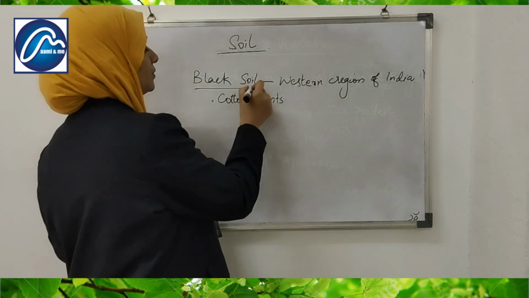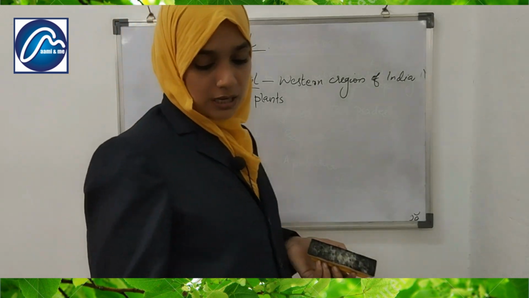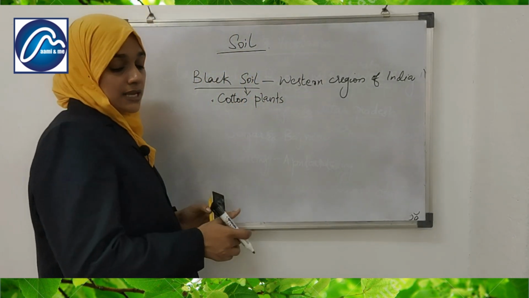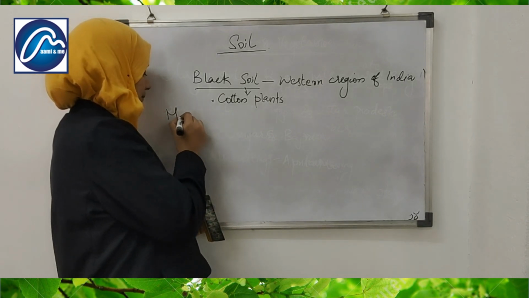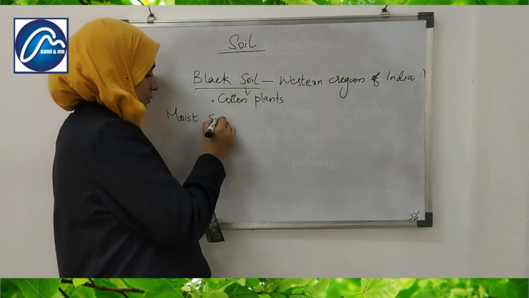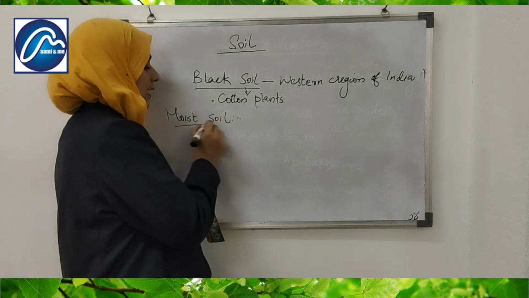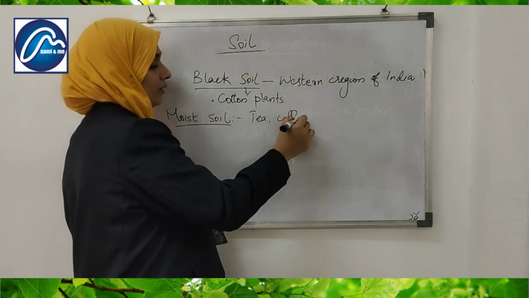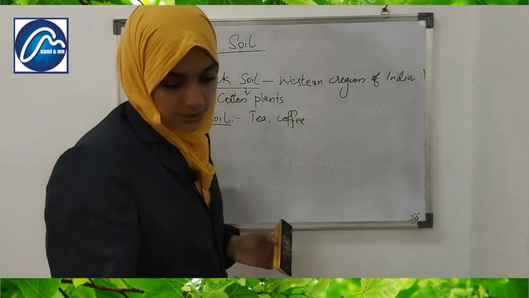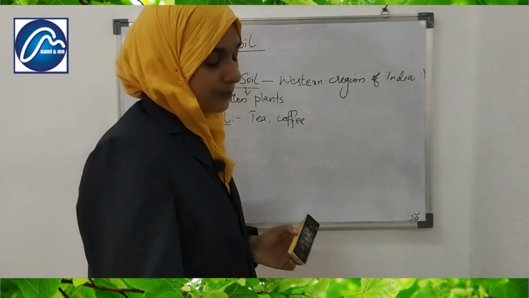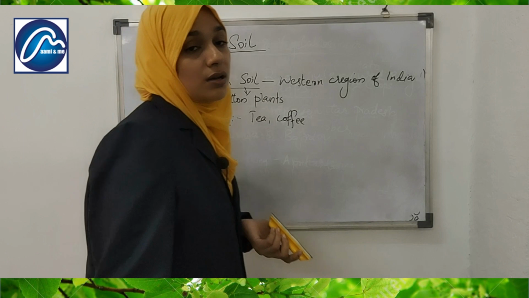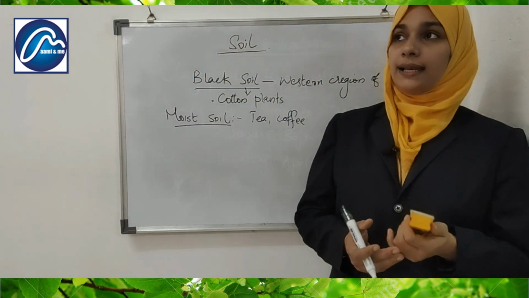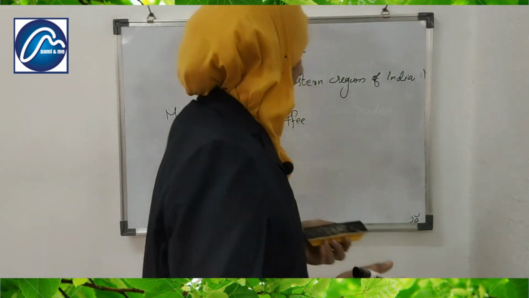Black soil is suitable for the cultivation of cotton plants. Next is moist soil. Moist soil is suitable for the cultivation of tea, coffee, etc. That's why most of the tea is seen in the hilly areas like Nilgiri, Assam, Darjeeling.